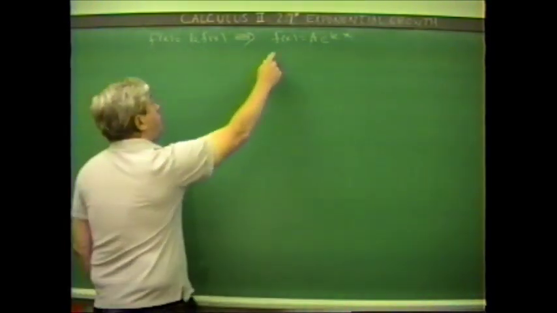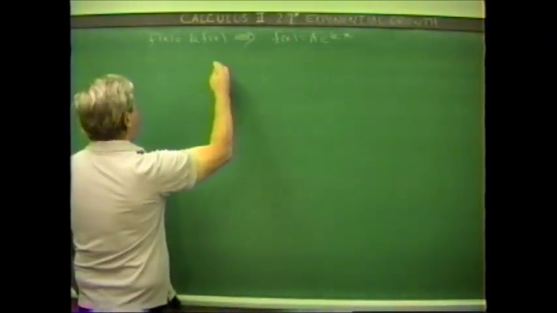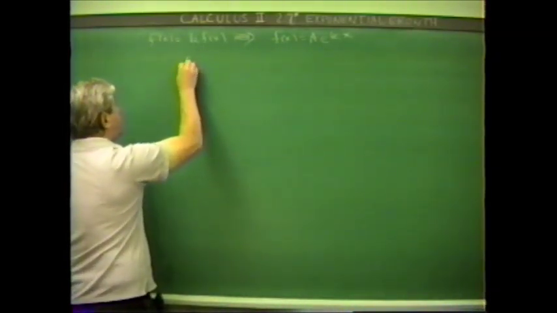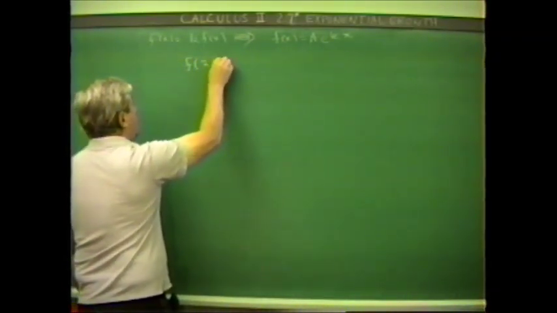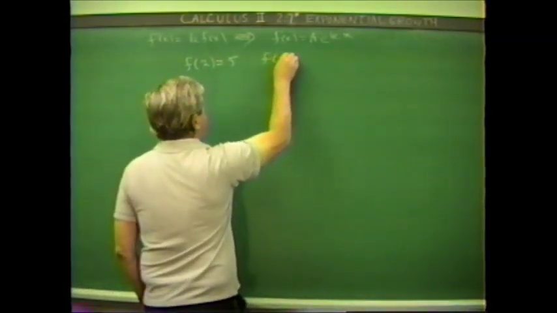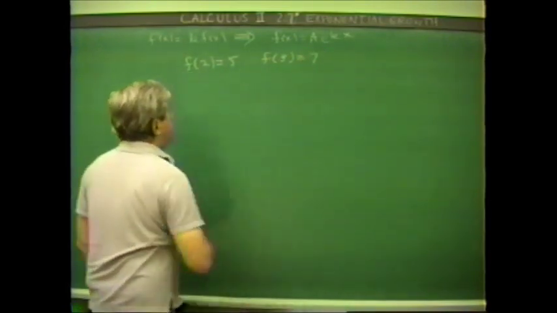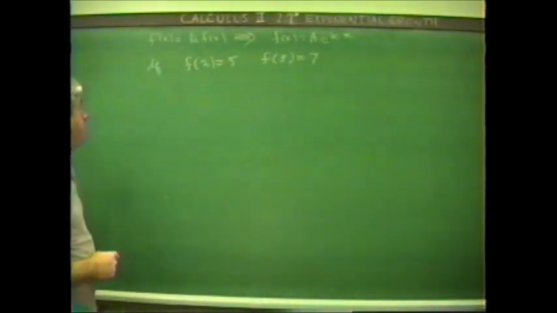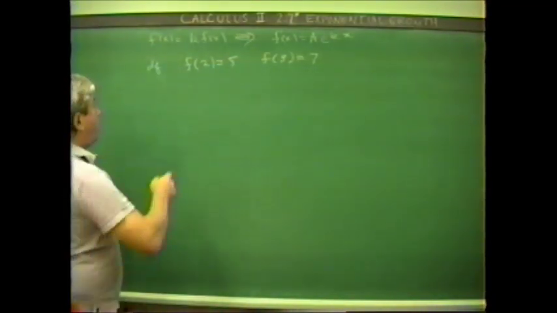Now, if you know the values of f at two particular points, you can then find a and k. Let's look at a more complicated situation where you don't know, let's say, f of 0. Let's suppose we know that f of 2 is equal to 5 and f of 3 is equal to 7. If this is the case, we want to find out what f is. And we can do this as follows.